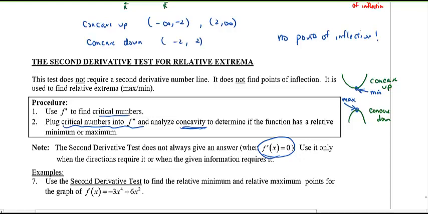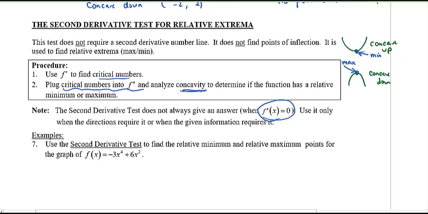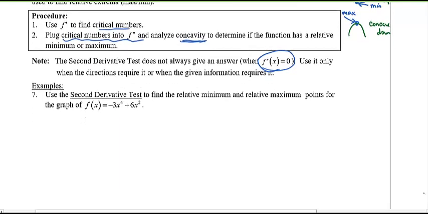All right, so now let's try number 7. Use the second derivative test now to find the relative minimum and maximum for the points of this graph. So our first step once again is to find the first derivative to find the critical numbers. Find critical numbers first. Do that by taking the derivative. The derivative is -12x cubed plus 12x. Nice! How do we find critical numbers again? We set the derivative equal to 0.